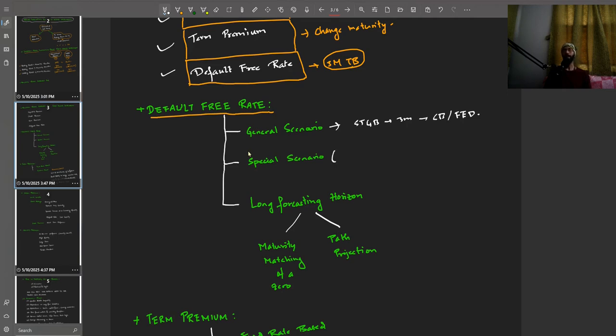But what if there is a special scenario? For example, there is a negative interest rate situation. In this case, obviously, you have to change other premiums and normalize this default free rate.